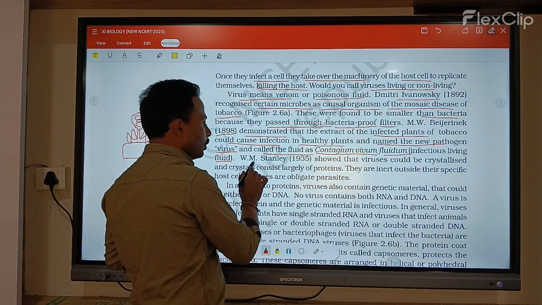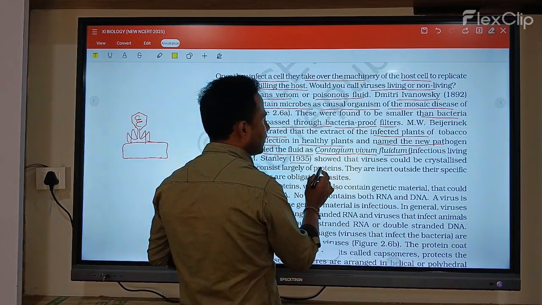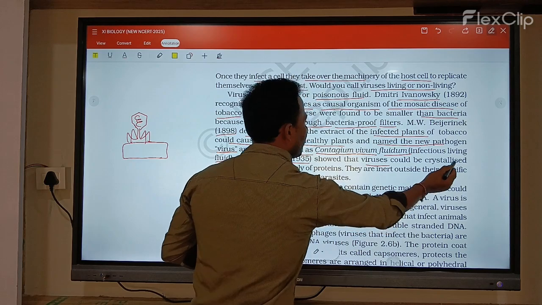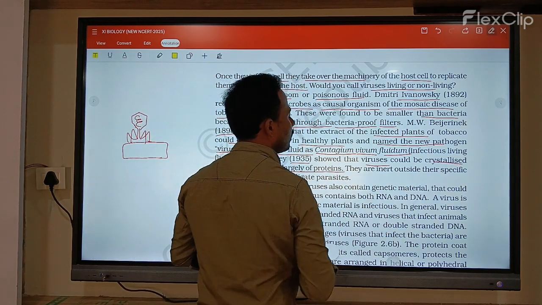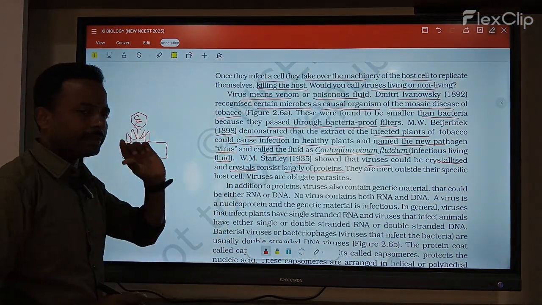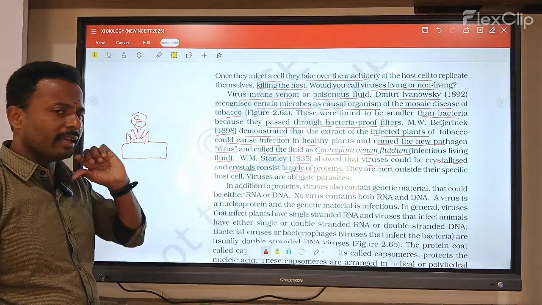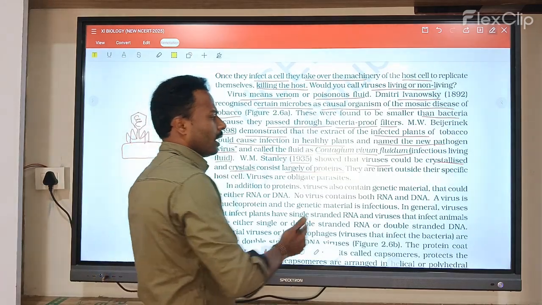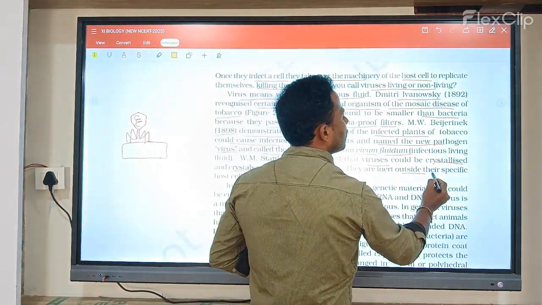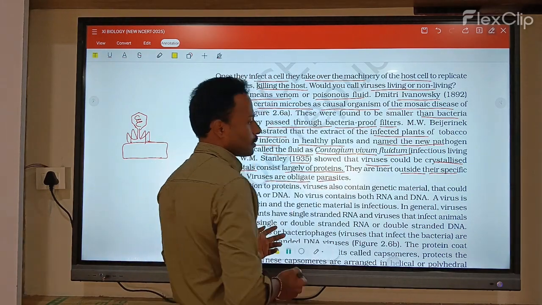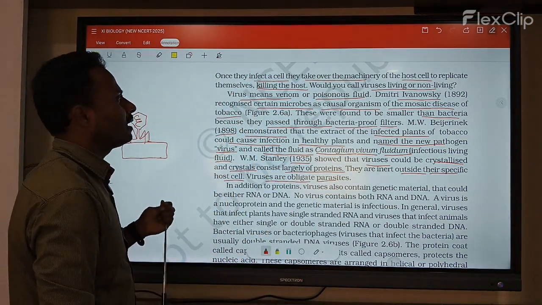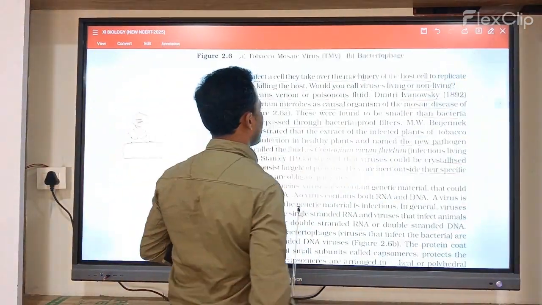Next, W.M. Stanley in 1935 showed that viruses could be crystallized, and the crystals consist largely of proteins. Mostly viruses have crystallized forms, and outside they need a specific host cell. Viruses are obligate parasites.